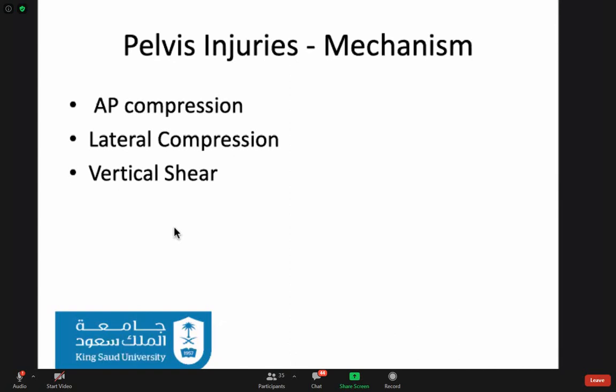Vertical shear, the best example for this is if you fall down from a height and then you fall on one leg before the other. So the majority of the force falls on one leg. So let's say you fall on your right leg straight, then the whole shear force goes from the foot all the way to the pelvis on the right side. Combined mechanisms can combine multiple of the mechanisms mentioned.